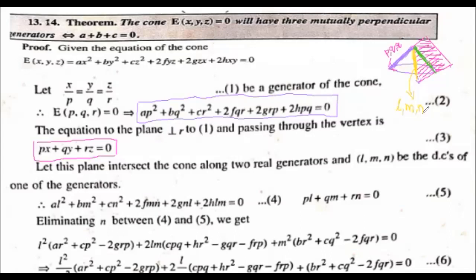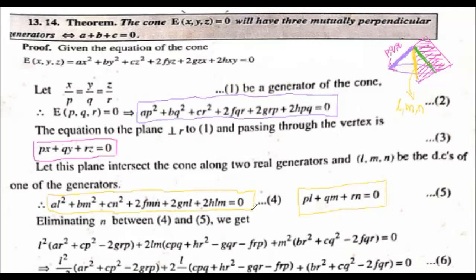PQR and LMN, yes, they are perpendicular to each other. So we get PL plus QM plus RN equal to 0. We get this condition because they are perpendicular. Next, we have another one, that this generator is on the cone. So we get this condition, that is AL square plus BM square plus CN square plus 2FMN plus 2GNL plus 2HLM equal to 0. Okay, I think that is clear.